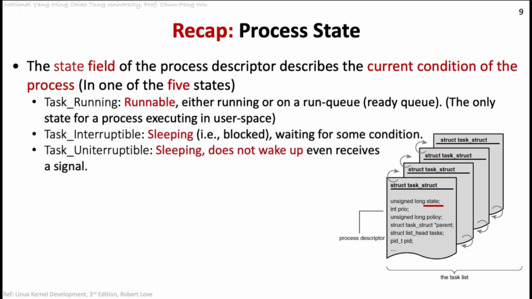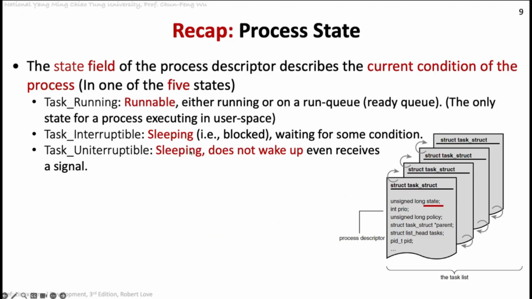And there are two states for interrupts: TASK_INTERRUPTIBLE and TASK_UNINTERRUPTIBLE. The interruptible state means the process is now sleeping, waiting for some condition. For example, the process is waiting for I/O completion, because maybe it needs data from a storage device. But the storage device is so slow, so the CPU doesn't want to wait for that storage response, so the process is forced to sleep. In this case, the state of that process will be marked as TASK_INTERRUPTIBLE.